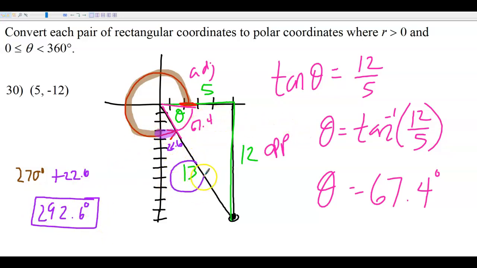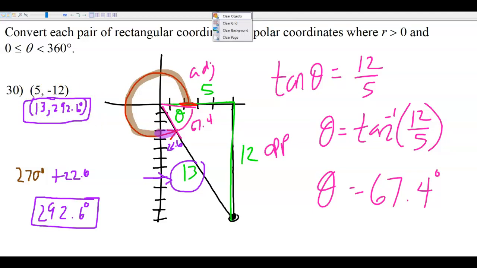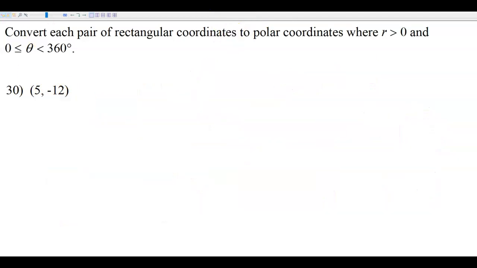And this is the r that I want. So step 3 gives us the r, and step 4 gives us the angle. So the answer to number 30 will be 13, 292.6 degrees. Okay, and that's polar coordinates.